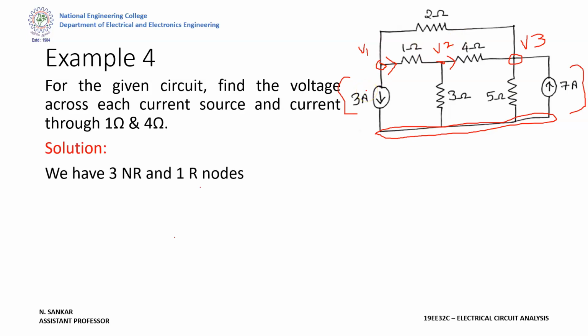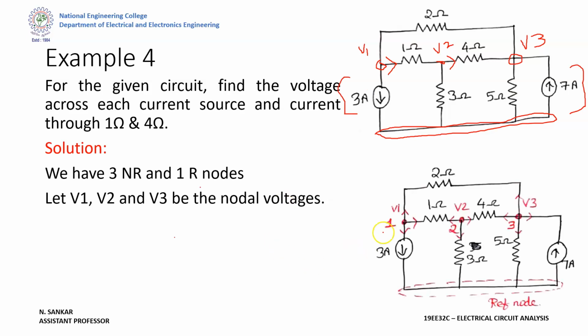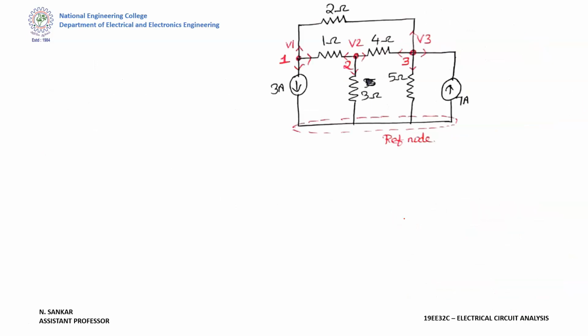So we have 3 non-reference nodes, 1 reference node. Let V1, V2, V3 be the nodal voltages. So this is the circuit. I have given the current directions, so everything is just outgoing from the node. So first apply the KCL at node 1.